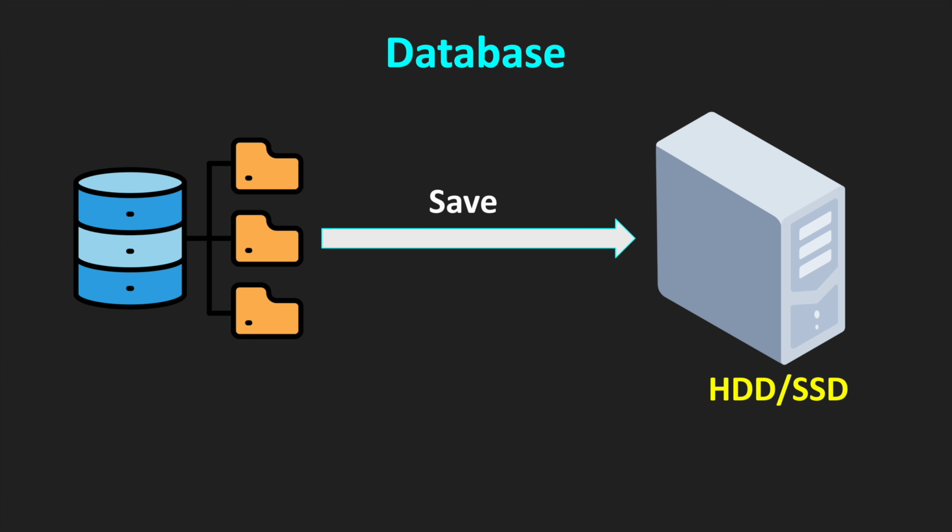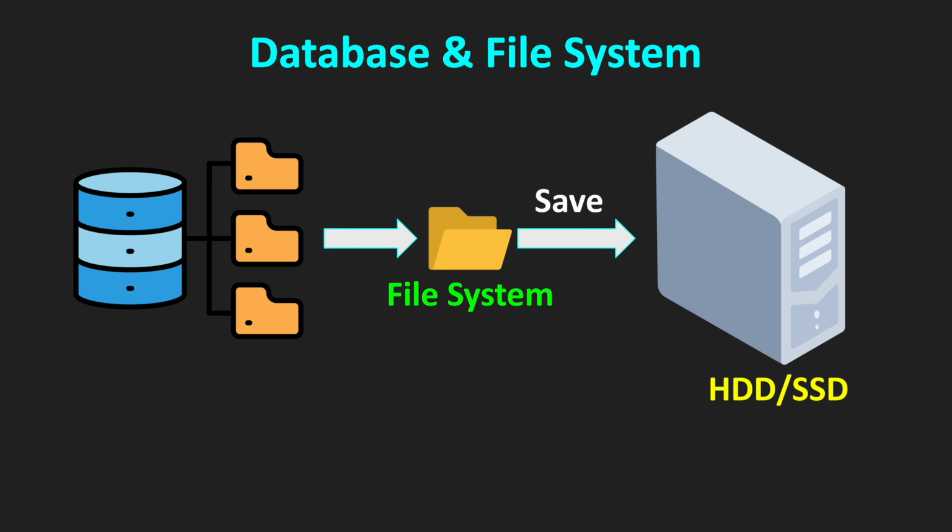The database saves the data into the hard disk, but in reality, the database cannot directly save the tables into the hard disk. What the database does is use the file system in order to save the data to the hard disk. There are different kinds of file systems. For example, NTFS is used in Windows, APFS for macOS, and ext4 for Linux. In our case, we are going to look at the example of Linux in order to understand how, on a very low level, the tables are saved into the hard disk.